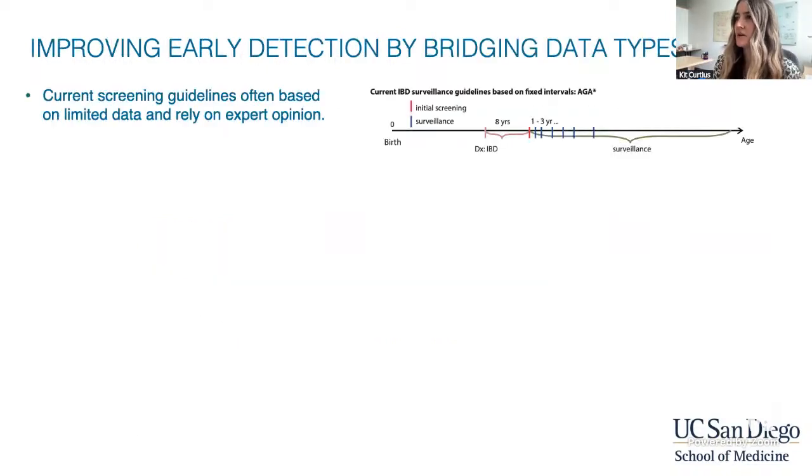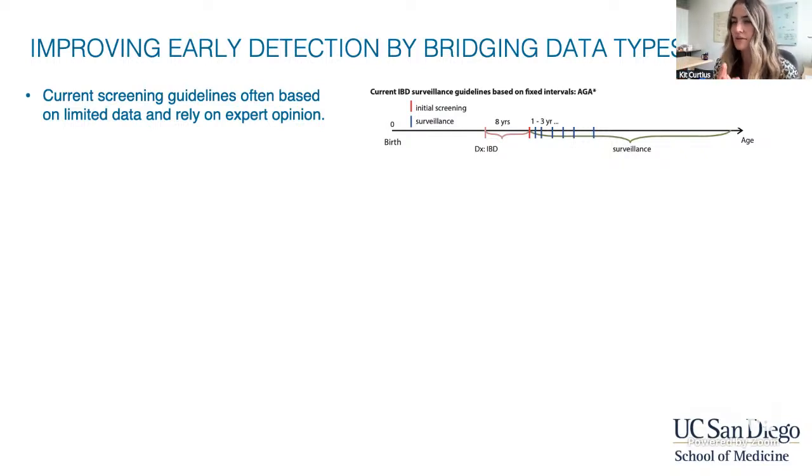How those guidelines are made now is pretty basic and sort of heuristic. Current guidelines are often based on limited clinical data and rely a lot on expert clinical opinion. For example, a disease that we'll talk about today is inflammatory bowel disease, or IBD. Patients with IBD have a higher risk of developing colon cancer. So 8 years after they're diagnosed, they're advised to have a screening colonoscopy to look for precursor lesions. And then after those findings, they're assigned certain screening intervals of 1 to 3 years, based on whether any precursor lesions are found, for the rest of their lives.